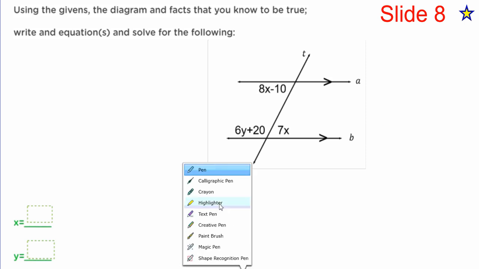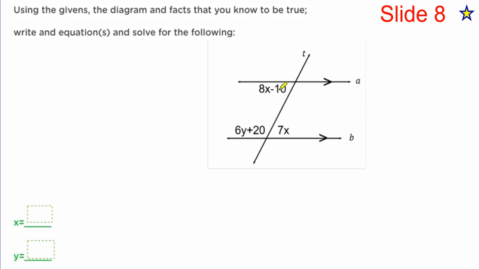So if we take our highlighter, and we'll start with this angle represented by 8x minus 10, its vertical match would be here. We know that they make a linear pair. So 8x minus 10 makes a linear pair with this angle here, and that angle is vertical to this angle here, and they are congruent.